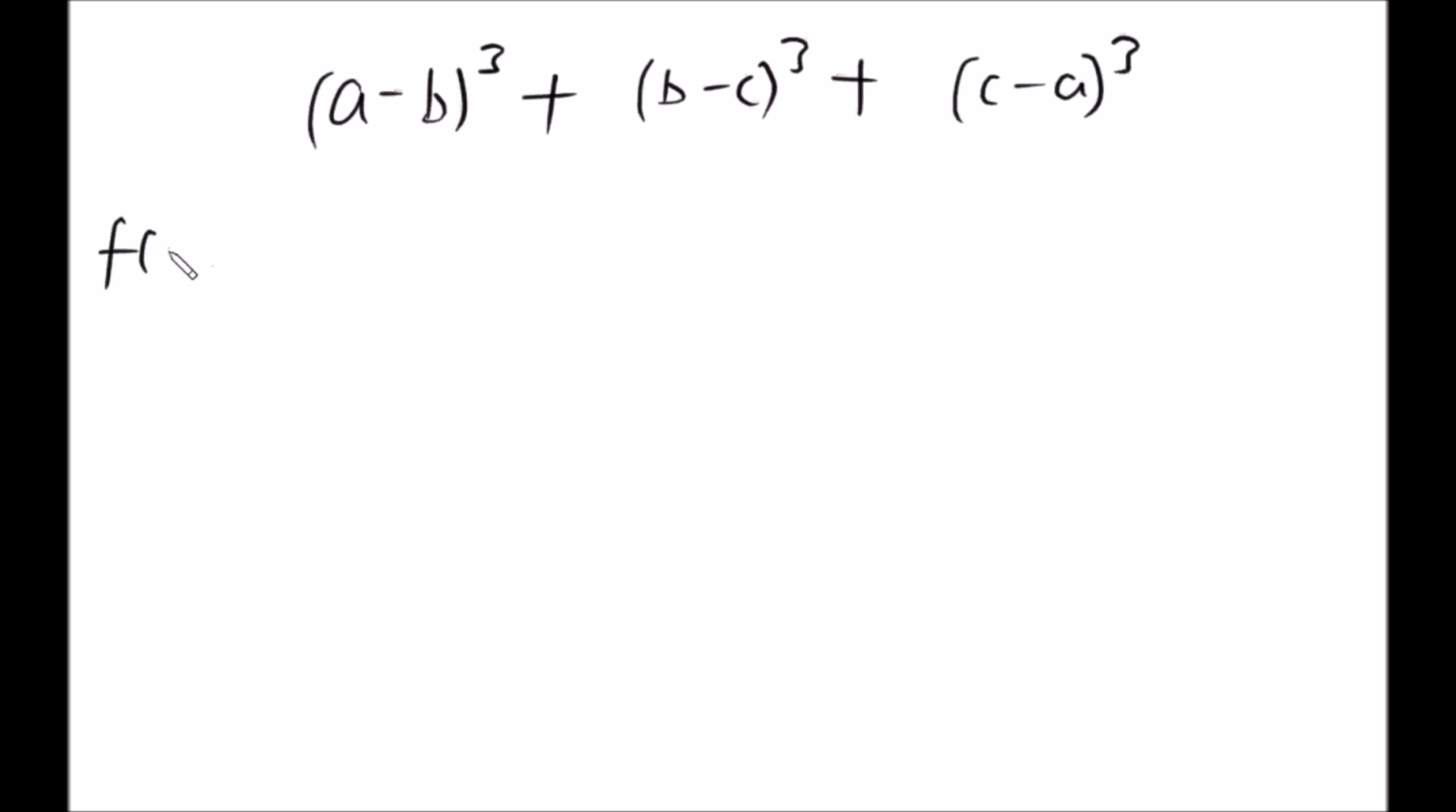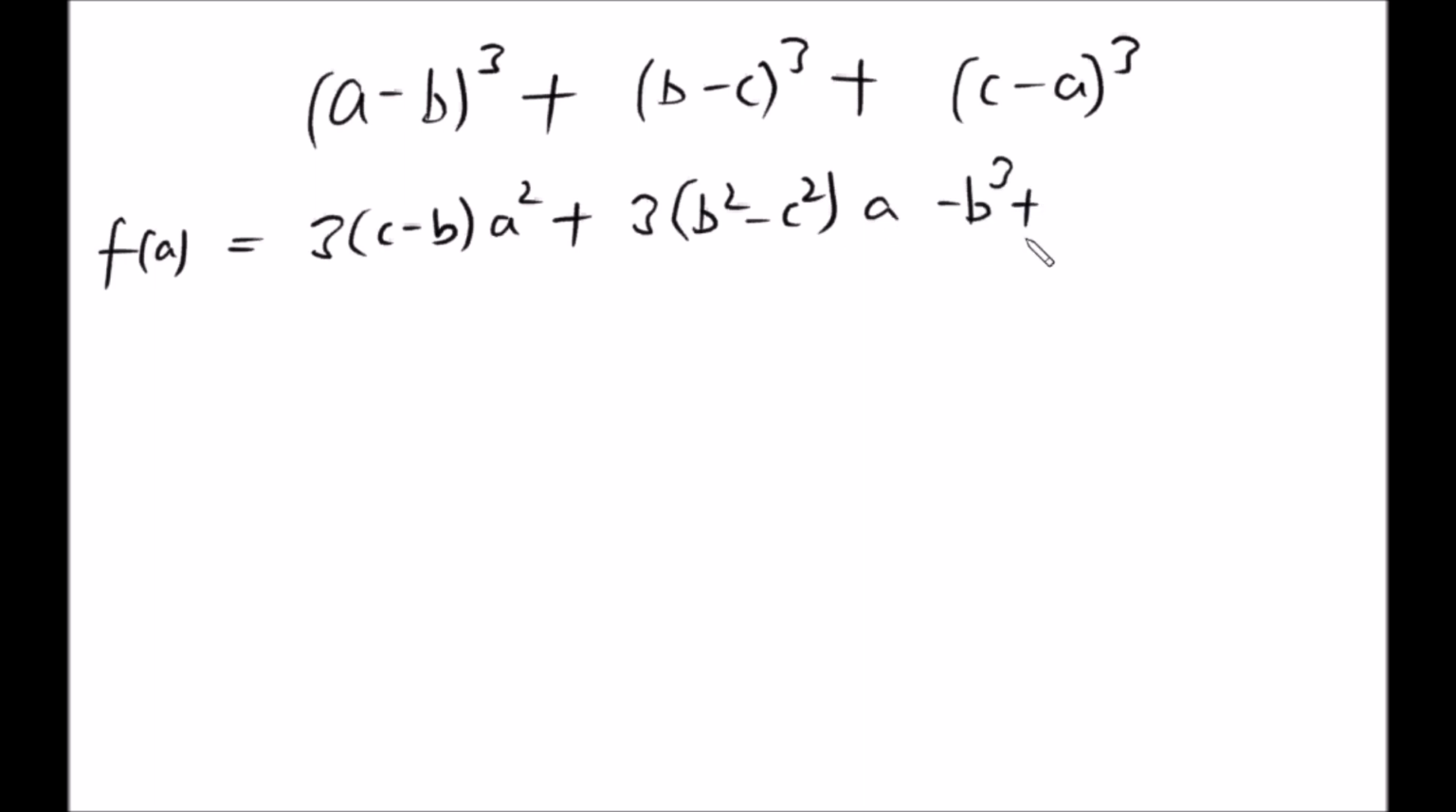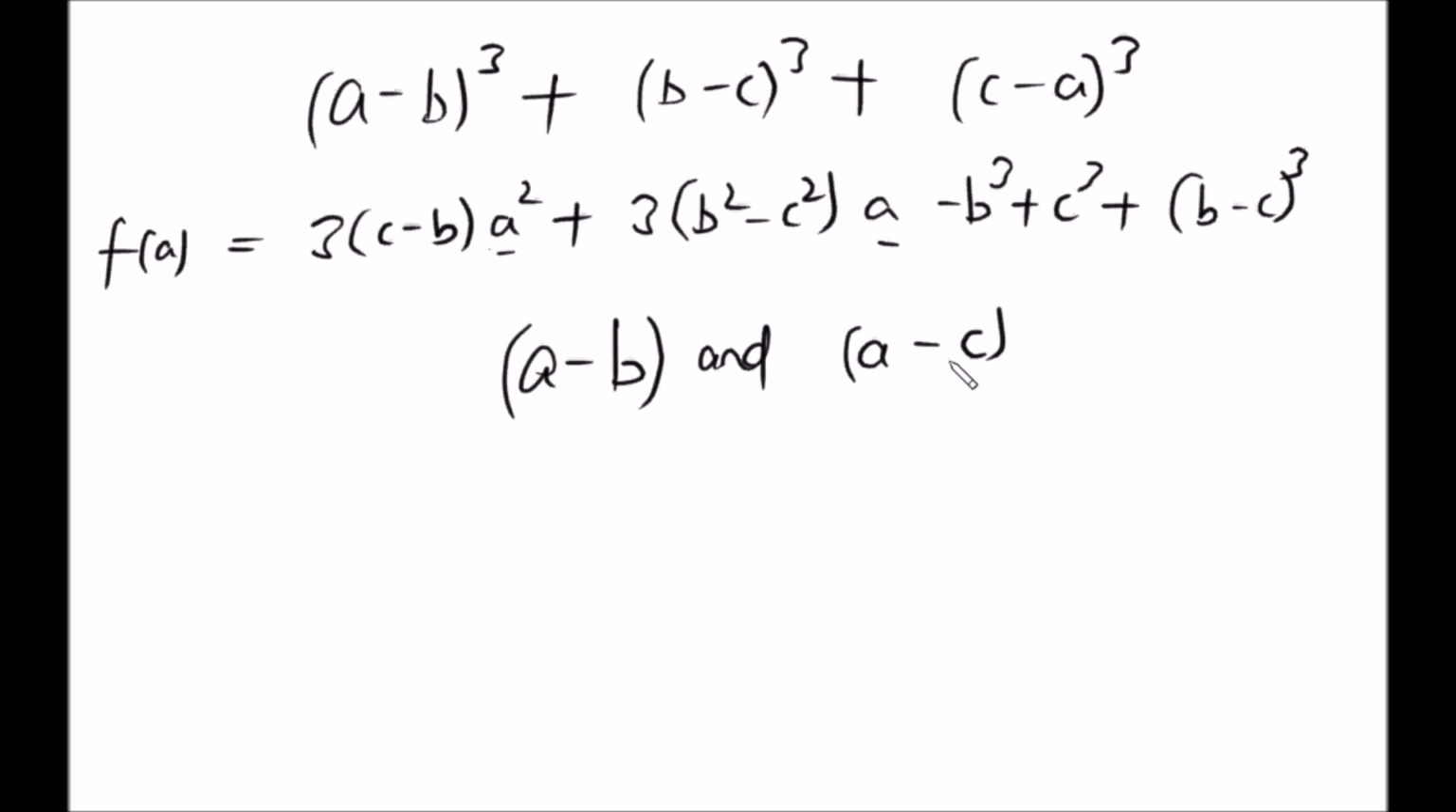Hiyo expression nikaandika kwa mfumo huu: 3 times c minus b a squared plus 3 times b squared minus c squared a minus b cube plus c cube plus b minus c cube. So nilivyoandika hivi ni quadratic a square a constant. Nikapata factor mbili a minus b na nani? Na a minus c. Lakini unaweza kusema niishie hapo.